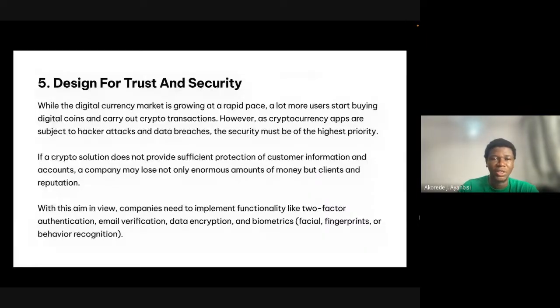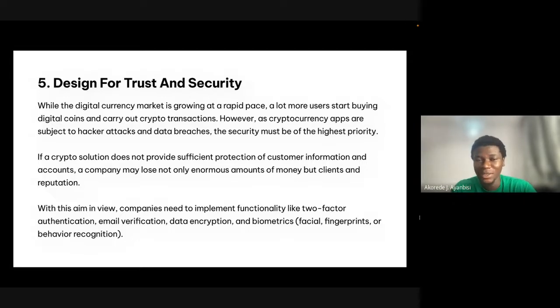I won't waste much time here. So the last one is design for trust and security. So regardless of whether it's Web2 or Web3, security and trust is key. You want to ensure that your user can trust you. You want to ensure that the security on your platform is 100, right?